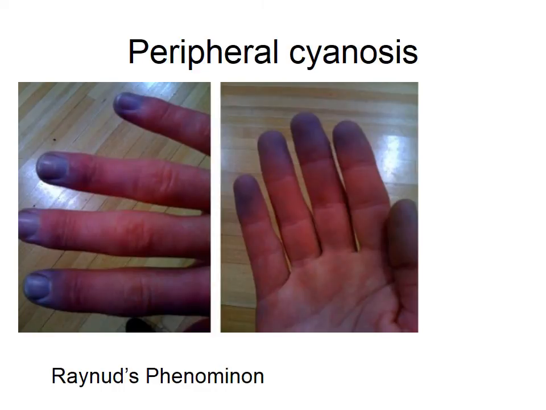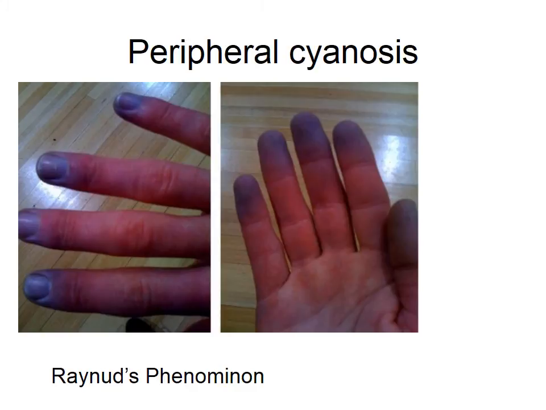Here we see an example of fairly extreme peripheral cyanosis occurring in Raynaud's phenomenon. Now, what's happening in Raynaud's is that there is excessive peripheral vasoconstriction, usually in response to cold. So when it gets cold, there should be peripheral vasoconstriction to keep the warm blood near the core of the body. But in Raynaud's phenomenon, that is grossly exaggerated. And even with a little bit of cold, there is a great reduction in the blood supply to the periphery, in this case to the fingers.